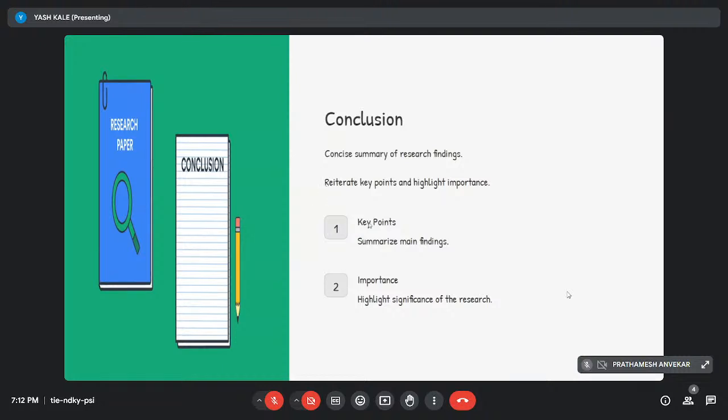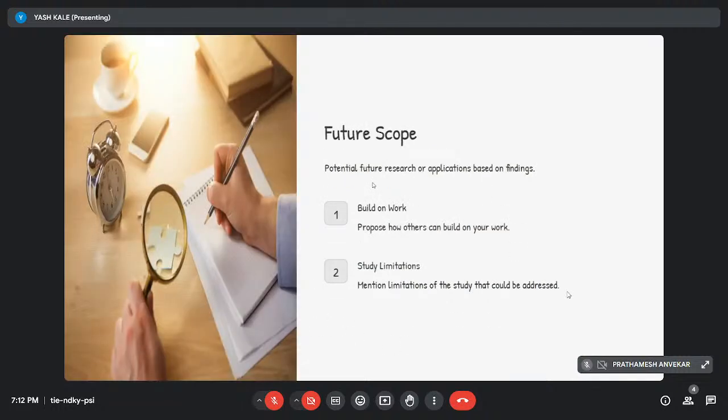So basically, you should summarize the main findings and then highlight the significance of the research paper or the research you've conducted. Then the next section is of future scope. So after the conclusion, it's a good idea to include a section on the future scope of your research. This is where you discuss potential directions for your future work, either by you or others in the related field.